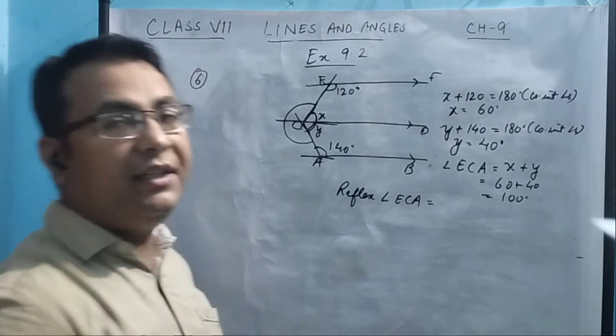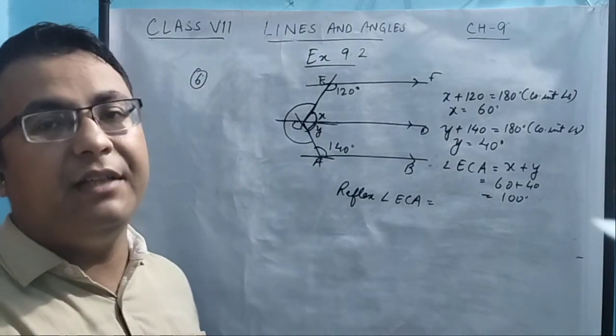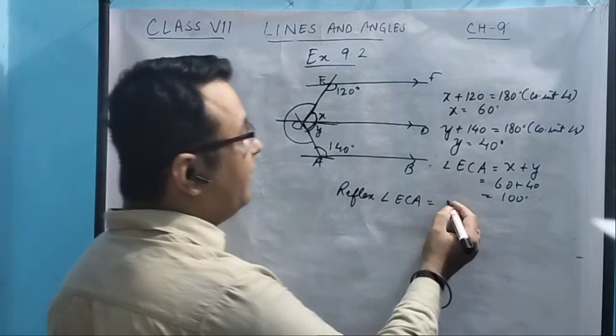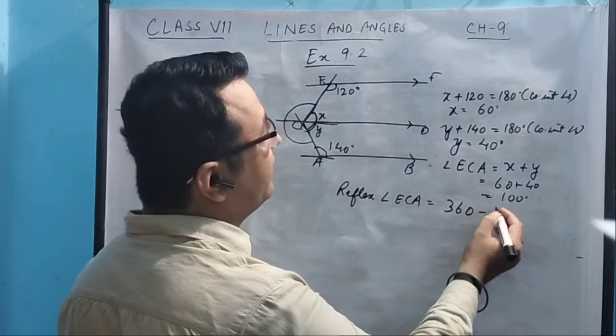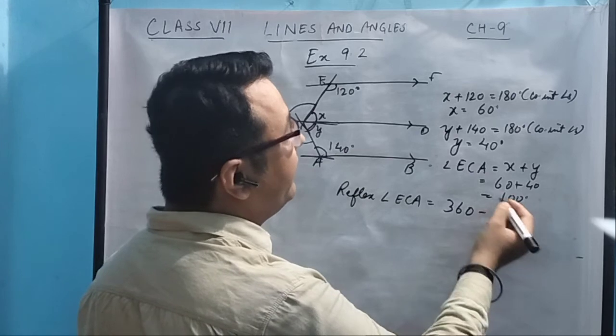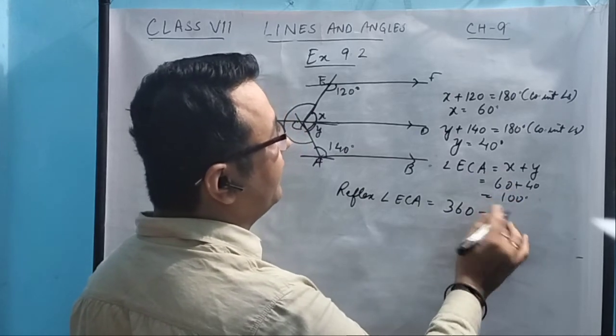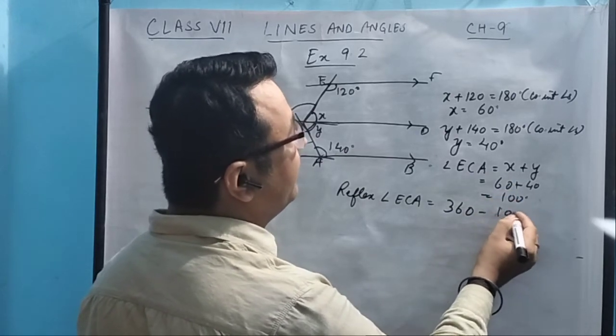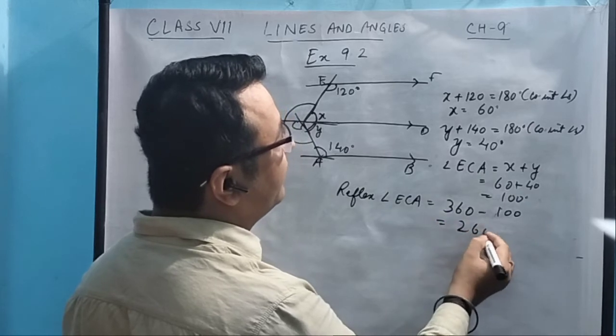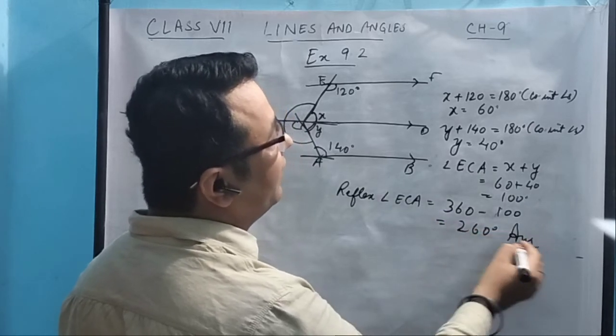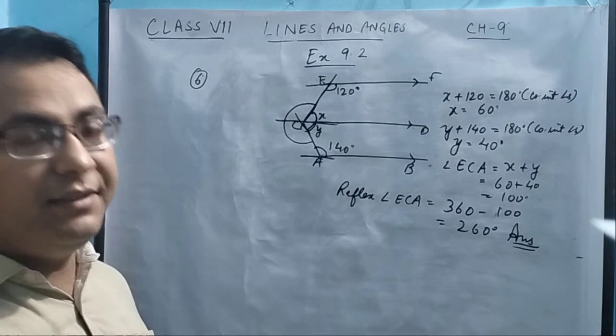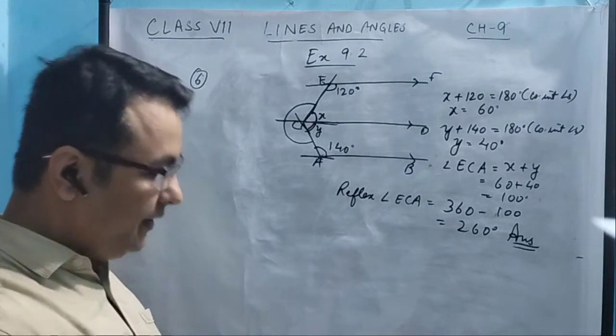How to find the reflex angle? In order to find the reflex angle, we subtract the given angle from 360 degree. So reflex angle of ECA will be equal to 360 minus angle ECA, which is 100 degree. So 360 minus 100 is 260 degree. So this will be our final answer. Reflex angle ECA will be equal to 260 degree.